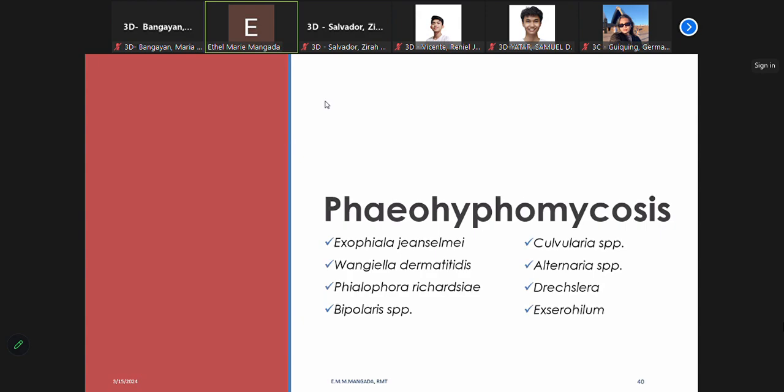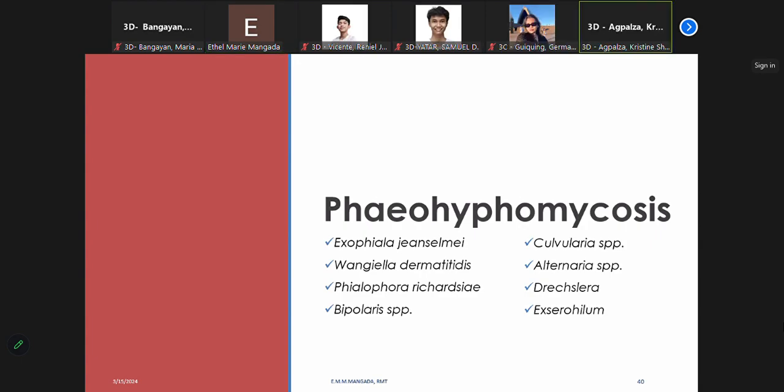Ano na ang tawag niyo doon? We have your, yes, sino ba to? Si Miss Agpalza. Ma'am, for the diagnostic of chromoblastomycosis po is detection po ng sclerotic bodies. Yes, detection of your sclerotic bodies.